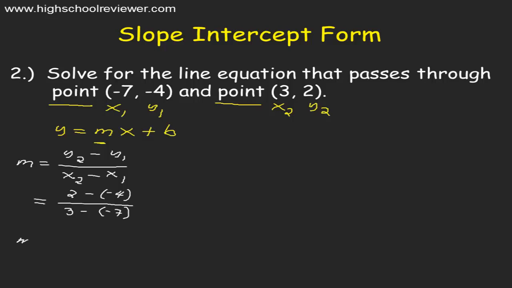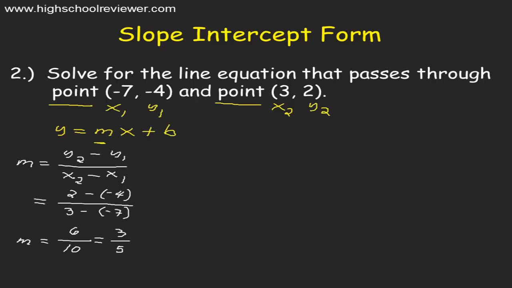So our m now will be 2 minus -4, that is +6, all over 3 minus -7, that is +10. We can still simplify 6 and 10. 2 is common between them. So we have 6 divided by 2 is 3, and 10 divided by 2 is 5. So our slope here is 3 over 5.